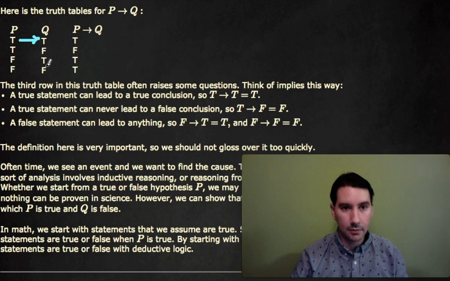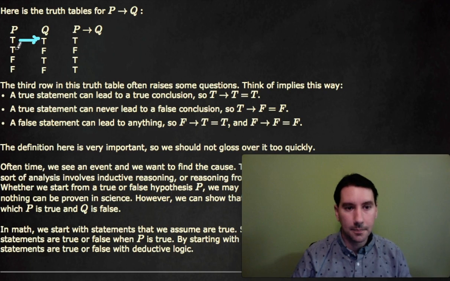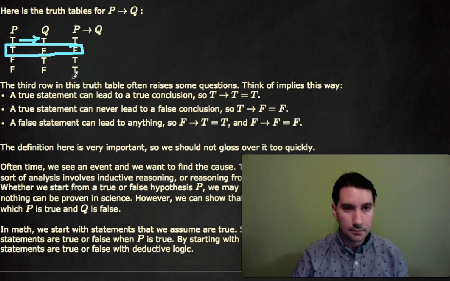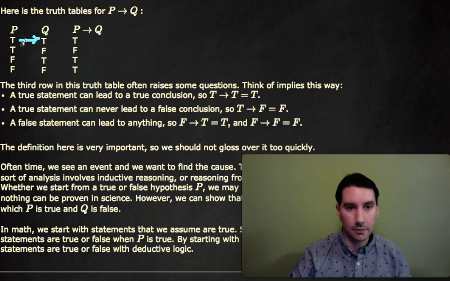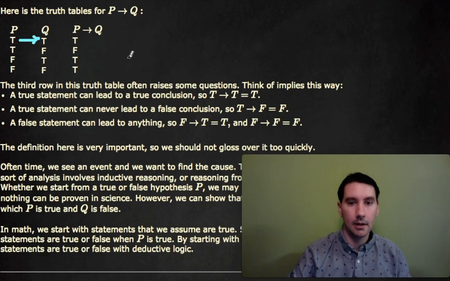Another way to think of this would be, if you start with true premises, you're only going to get true conclusions. So a true can imply a true, but a true cannot imply a false. And that's the only time the statement is false, is true does not imply false. And it can't be the case that whenever the premise is true, the conclusion is false. So P implies Q is false if P were true and Q were false.